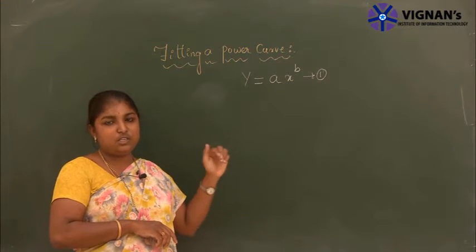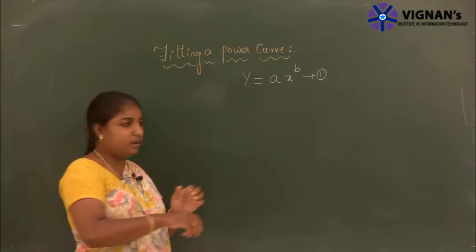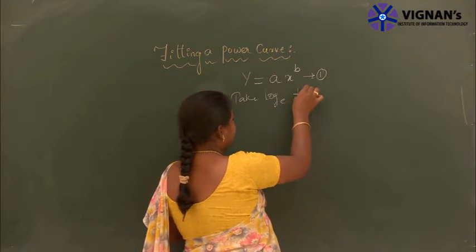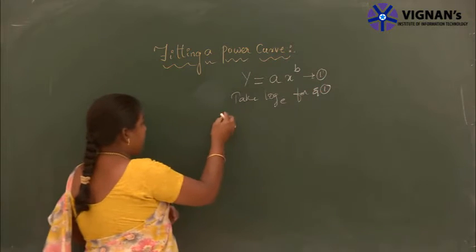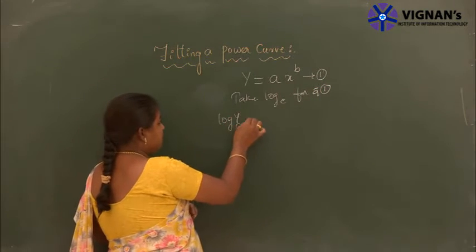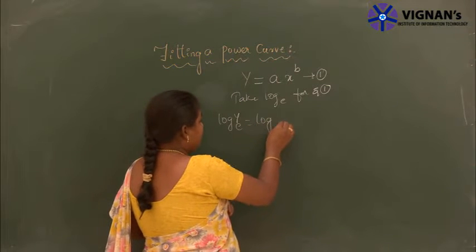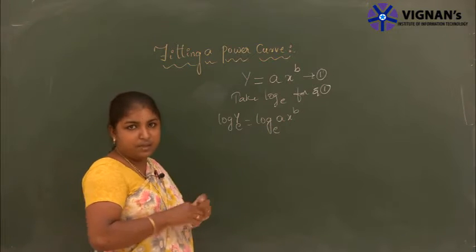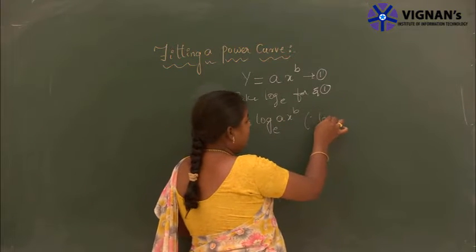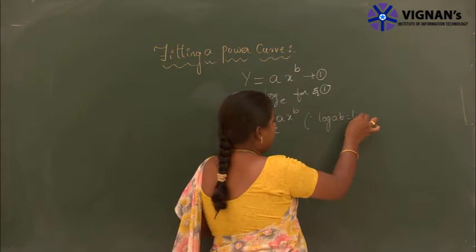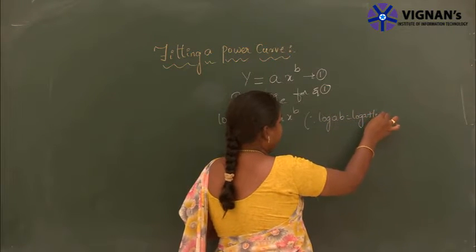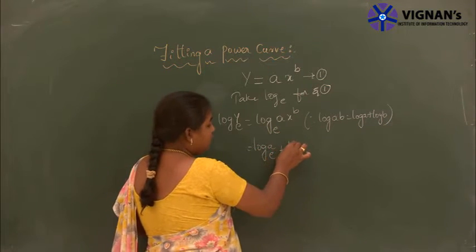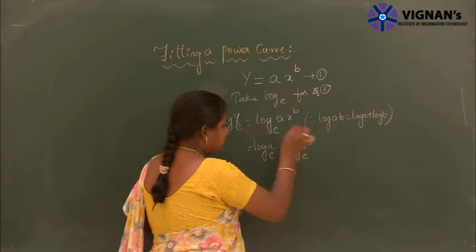So for this type of equation we take log base e on both sides. Taking log base e for equation 1, we get log y base e equals log base e of a x^b. Here we have a times x^b. Since we know that log(ab) can be written as log a plus log b, this can be written as log a base e plus log x^b base e.